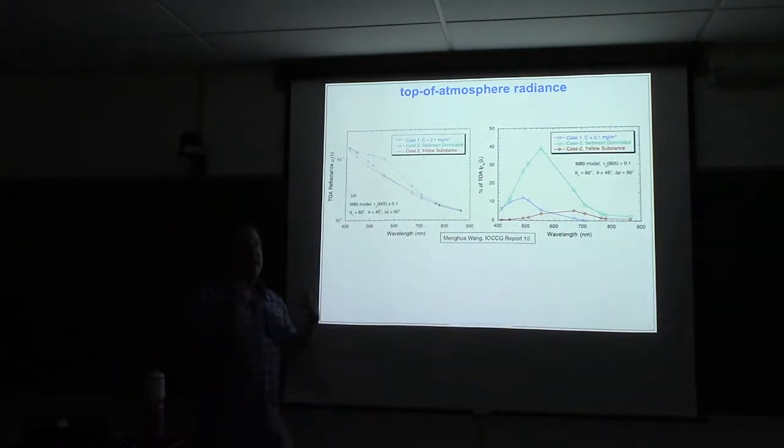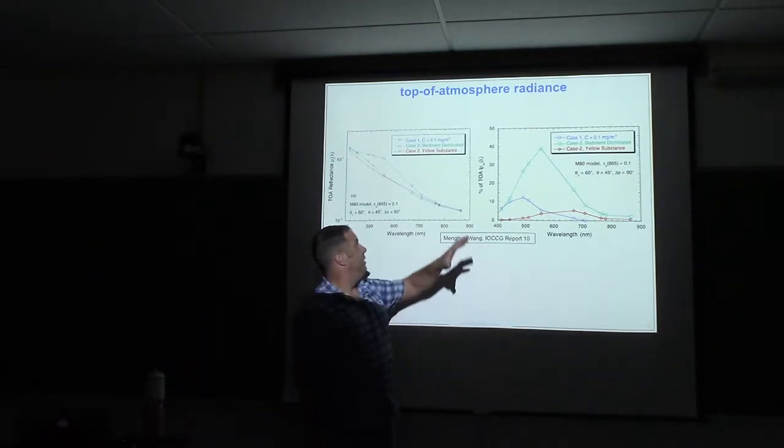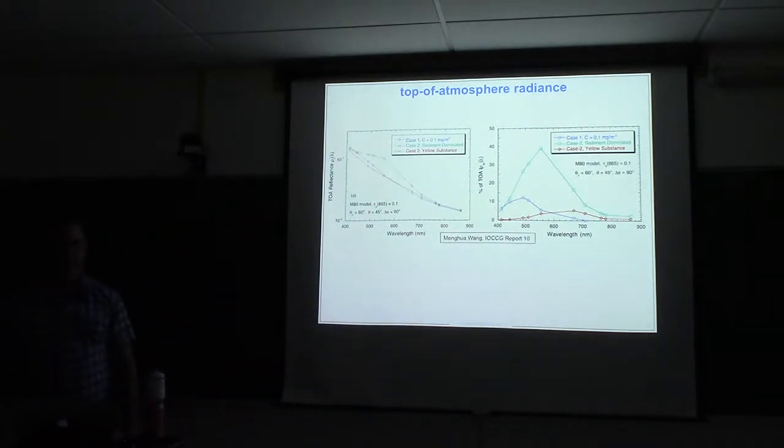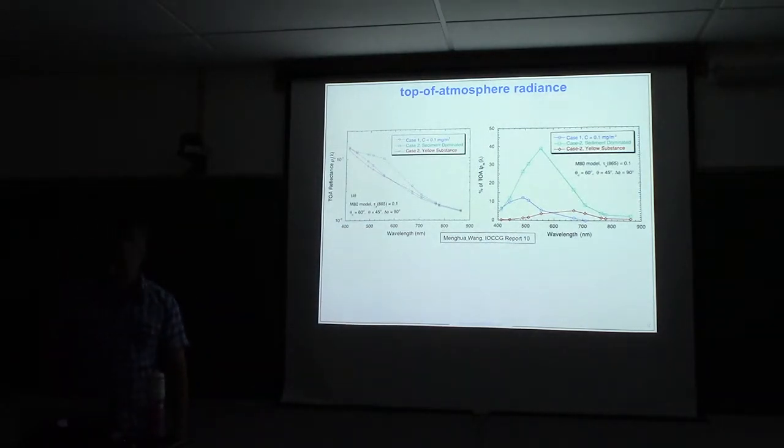So if you ever were to become a cloud or an aerosol or a land scientist, you get a ton of signal. If you remain an oceanographer, you have very, very little signal. And this is the problem.